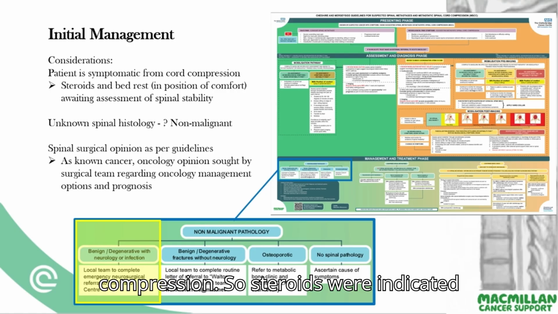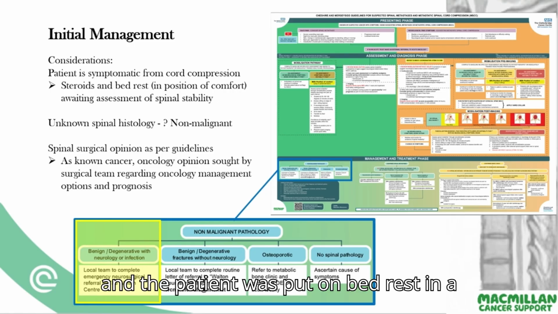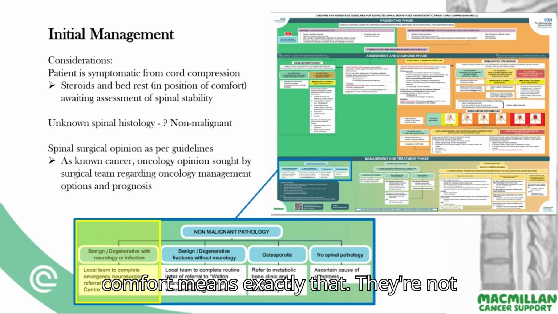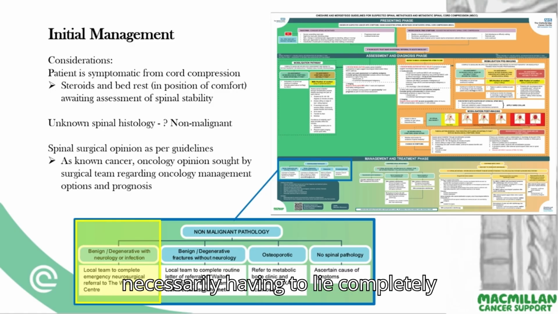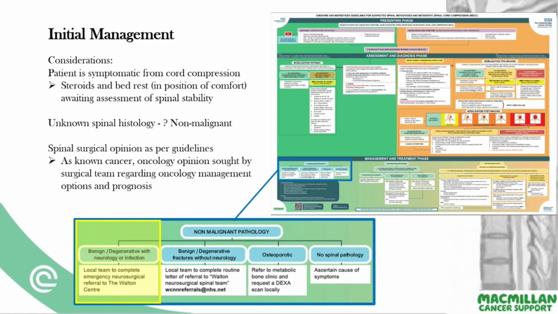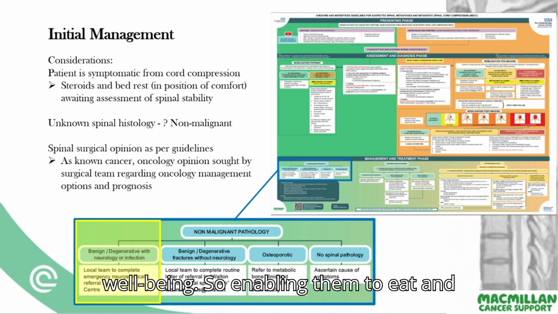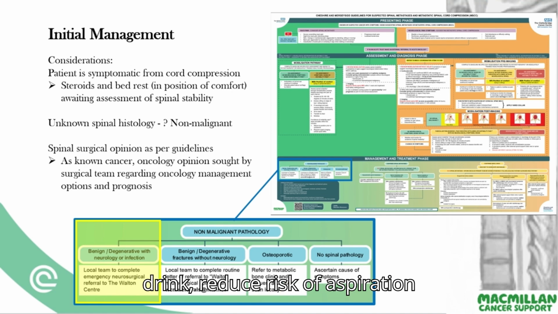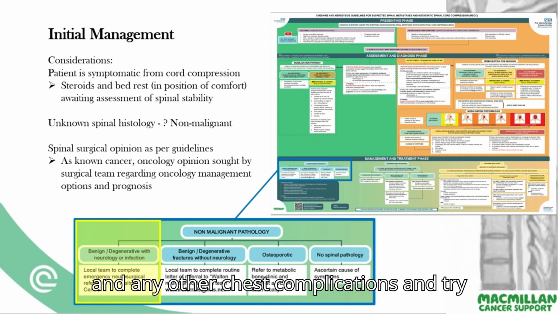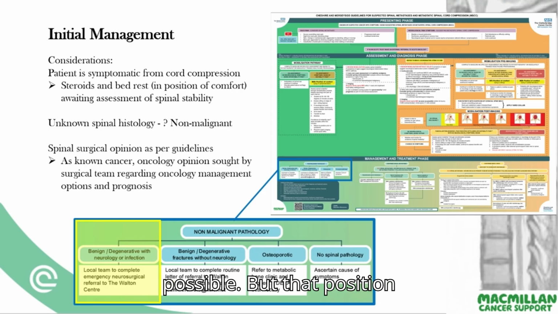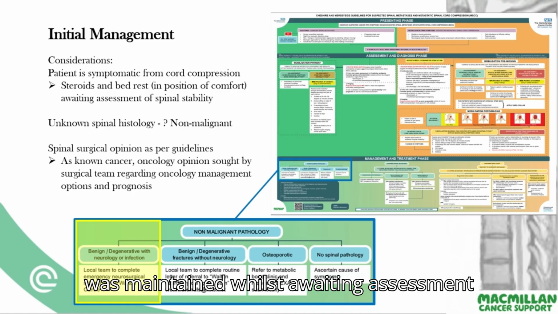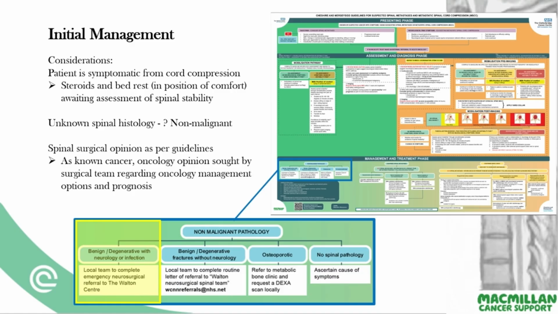So steroids were indicated and the patient was put on bed rest in a position of comfort. So a position of comfort means exactly that. They're not necessarily having to lie completely flat. The position needs to optimize both their symptoms from the cord compression, but also their general well-being. So enabling them to eat and drink, reduce risk of aspiration, and any other chest complications, and try and prevent deconditioning where possible. But that position was maintained whilst awaiting assessment of spinal instability.